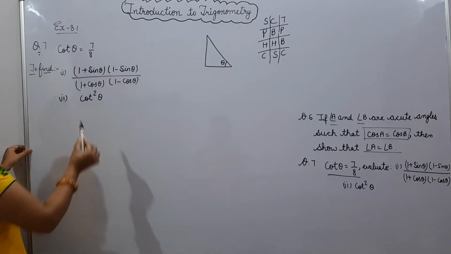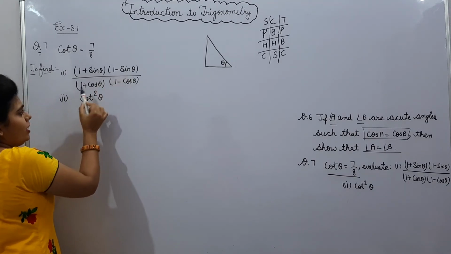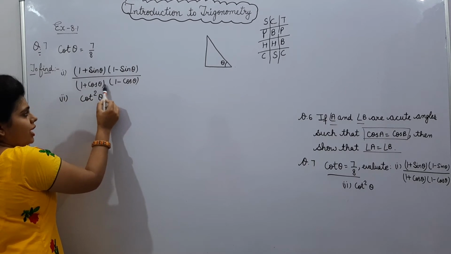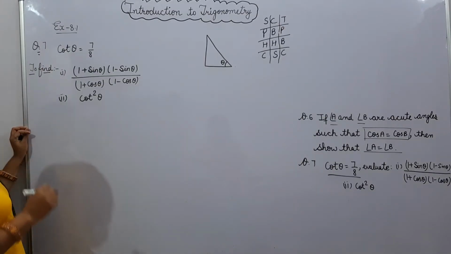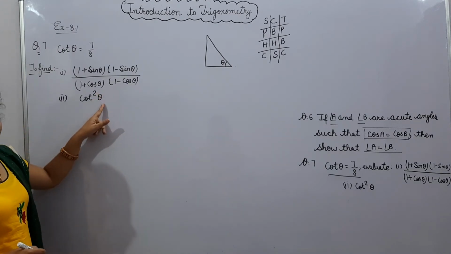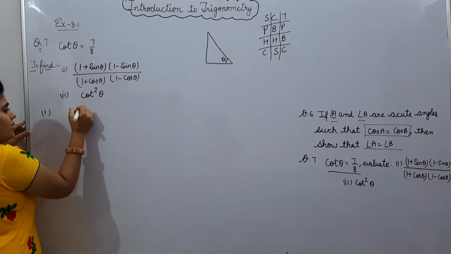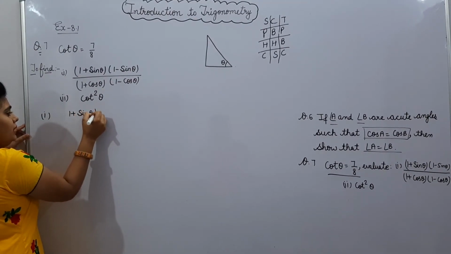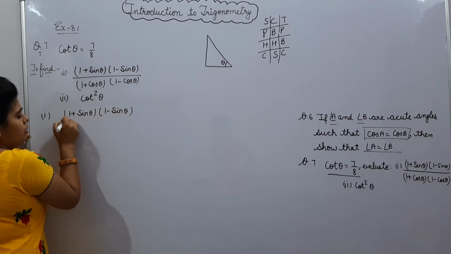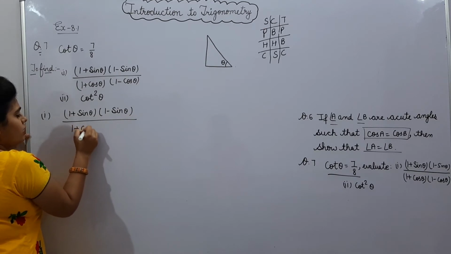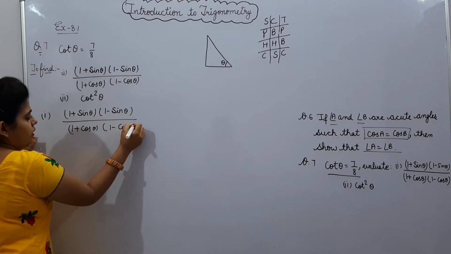We have to find the value of (1 + sin θ)(1 − sin θ) divided by (1 + cos θ)(1 − cos θ). Yes, dear students, and in the second part we have to find cot² θ. Now come to its first part: (1 + sin θ)(1 − sin θ) divided by (1 + cos θ)(1 − cos θ).